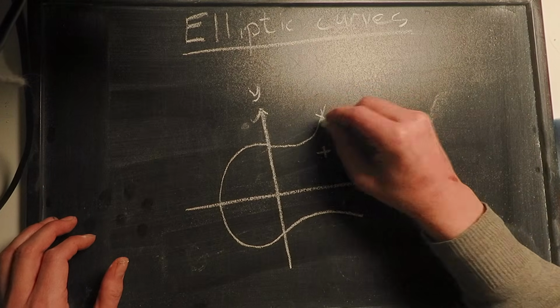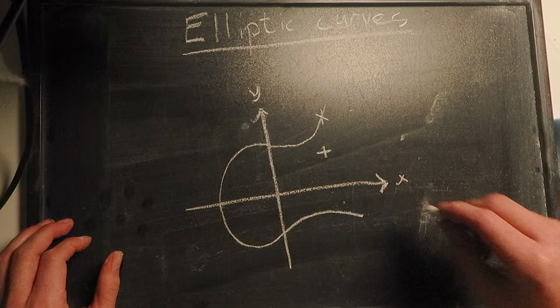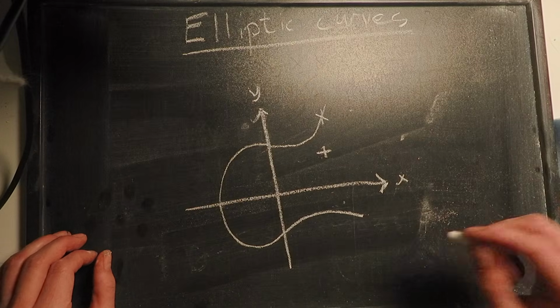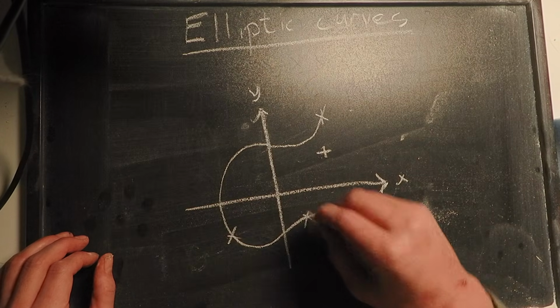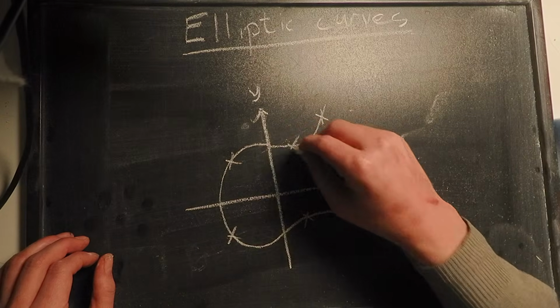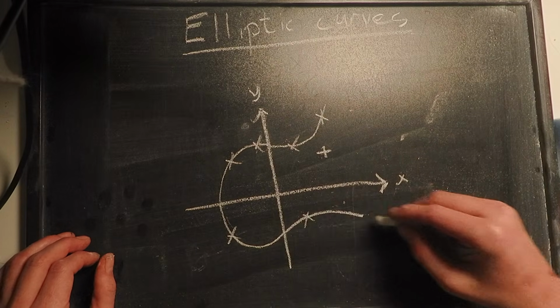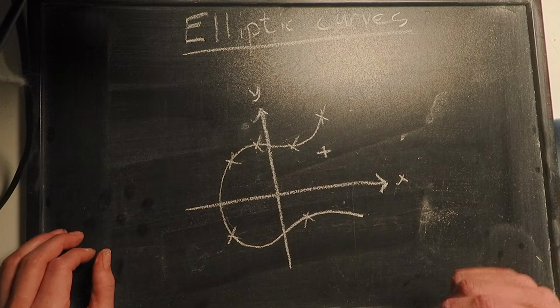However, this point is on the curve. And if you take all the possible values for x and y and you input them into the formula, you will get this one and this one and this one and this one and so on until you have filled this entire graph. And that's how it works.